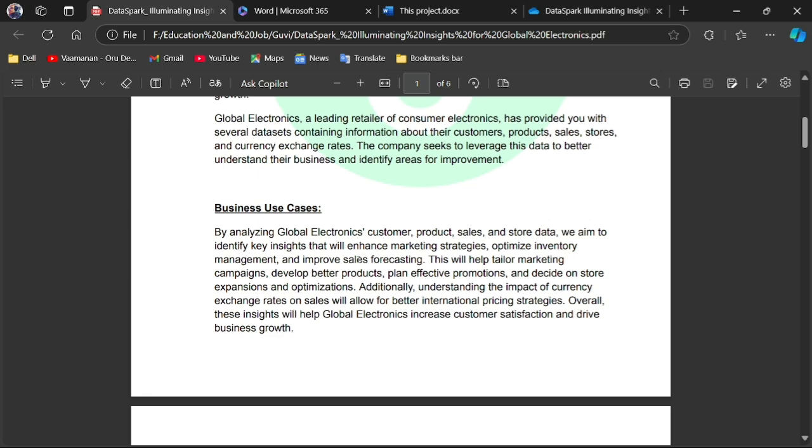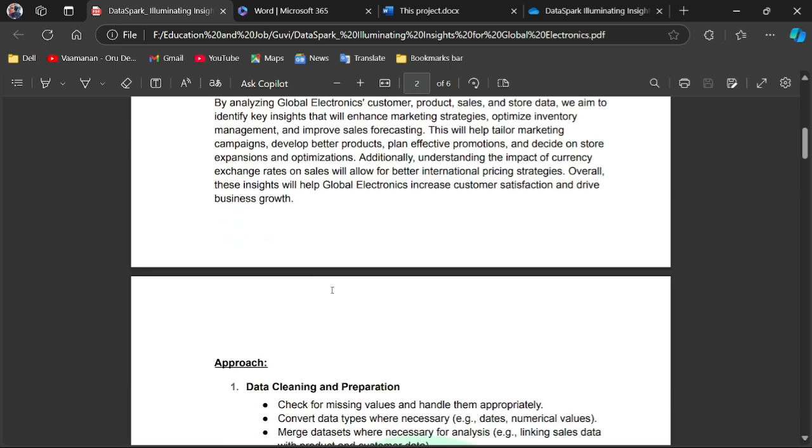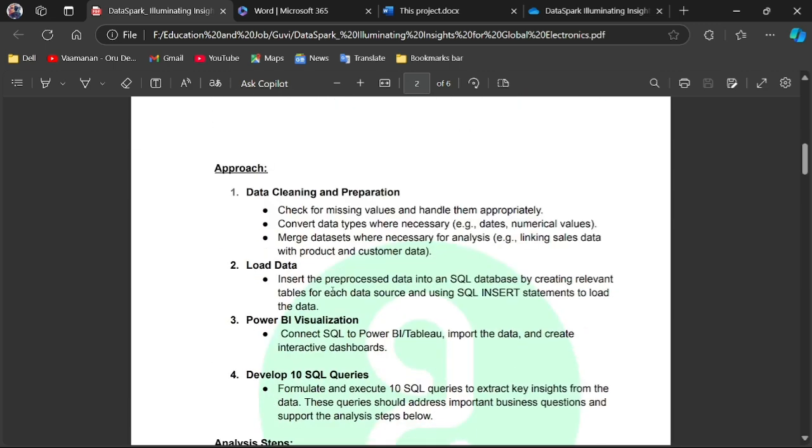Okay, enhance marketing strategies. These are the use cases and how we are going to approach this project. Okay, let's see.